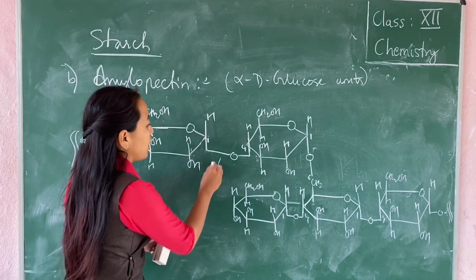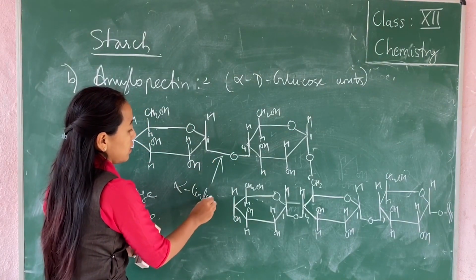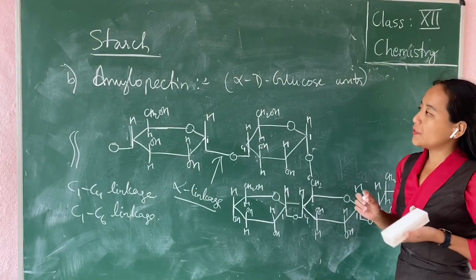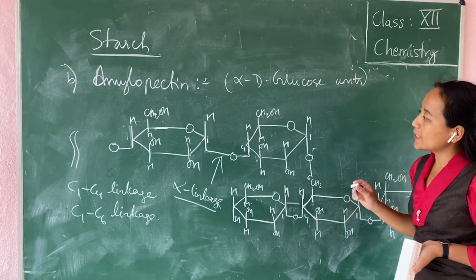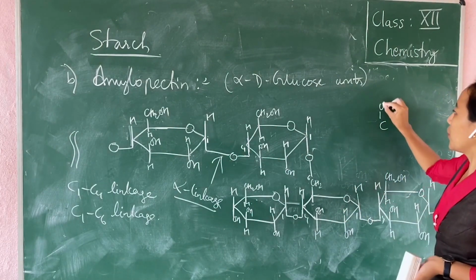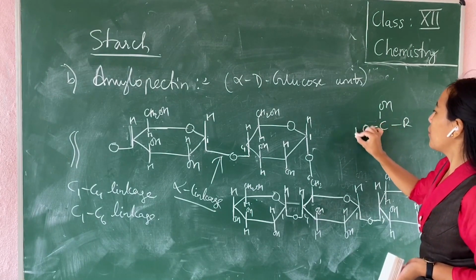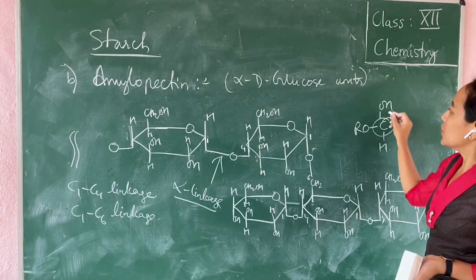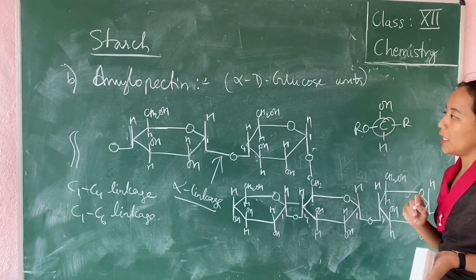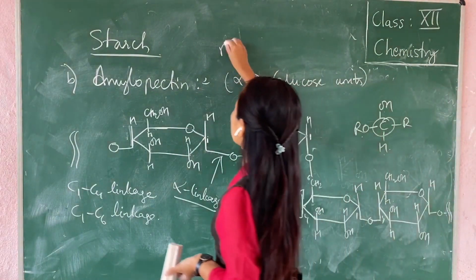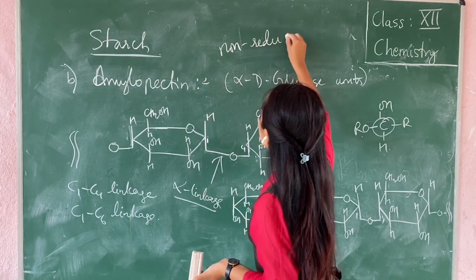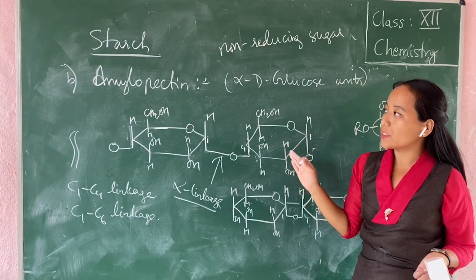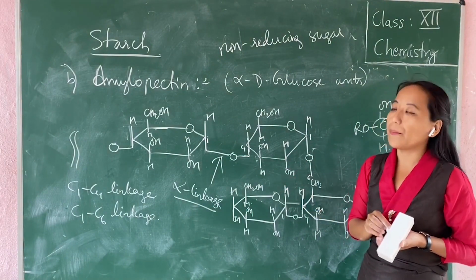You see that all are alpha linkage. That is, all glucose units are alpha D glucose units. If you look at the reducing character of amylopectin, you will see that there is no carbon atom which carries OH, OR and hydrogen. Because of absence of such carbon atoms with an OH group, an OR and hydrogen atom, it is said to be a non-reducing sugar. So this is about the glycosidic linkage formation and reducing character of amylopectin.